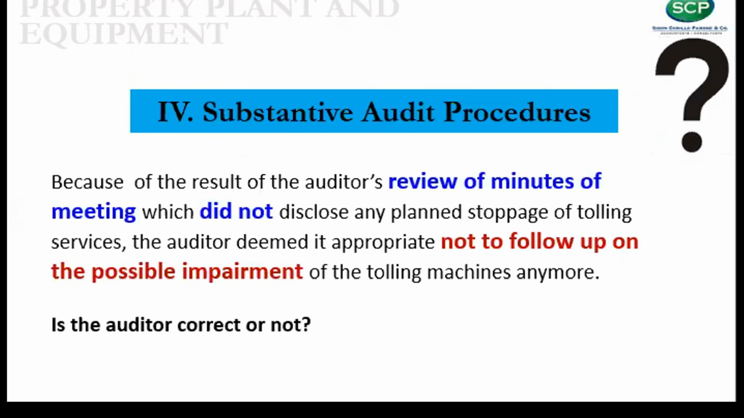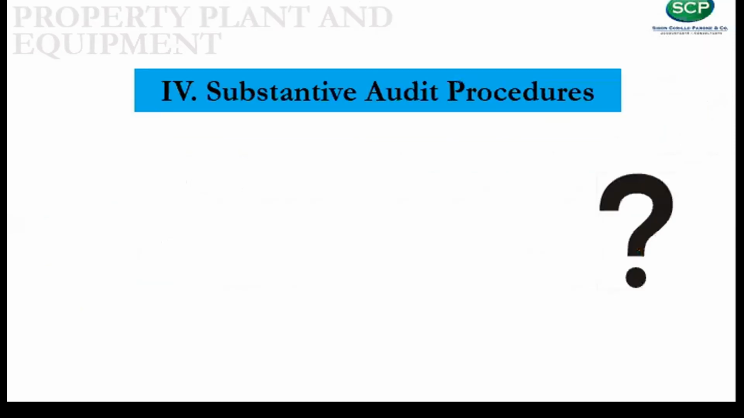Because of the result of the auditor's review of the minutes of meetings, which did not disclose any planned stoppage of tolling, the auditor deemed it appropriate not to follow up on the possible impairment of the tolling machines anymore. So the question is, is the auditor correct or not? My response to this is, the auditor is not correct.